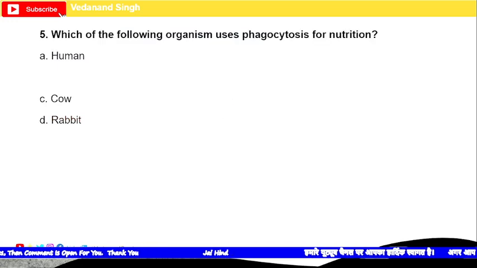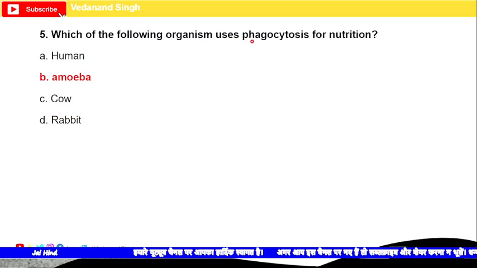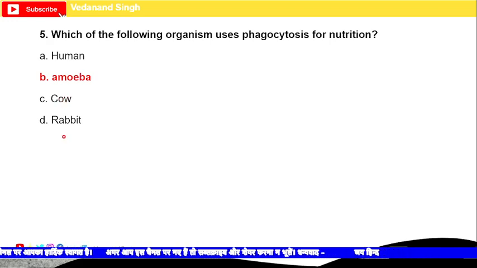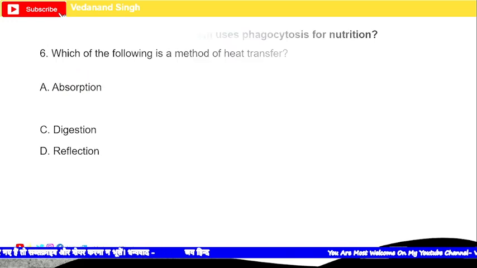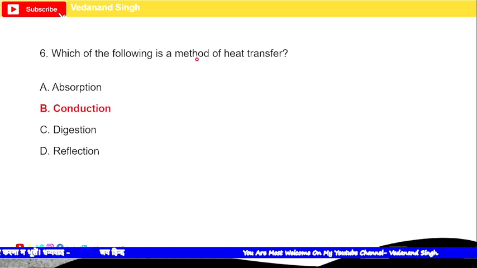Now the next question is, which of the following organisms uses phagocytosis for nutrition? The options are human, amoeba, cow and rabbits. The correct answer is amoeba. Now the next question is, which of the following is a method of heat transfer? The options are absorption, conduction, digestion and reflection. Option B is the correct answer, that is conduction.